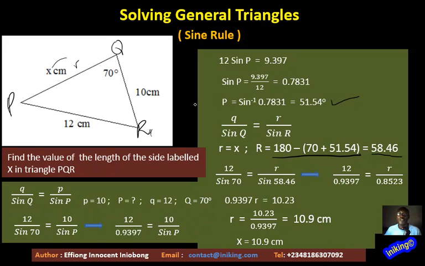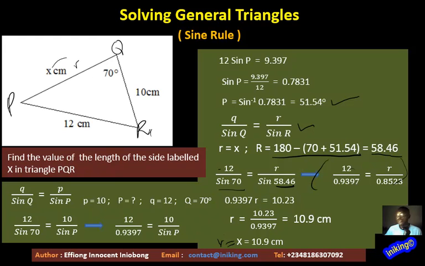Now we go back to our first expression. r all over sine R is this, and then this is our q all over sine Q. So that's the expression we are applying. And then substituting those values, we have the expression here. Cross multiplying, we have 0.9397 r is equal to 10.23. Rearranging these, we obtain our r as 10.7. Remember that r is the same thing as X. So we have obtained the value of X in triangle PQR.